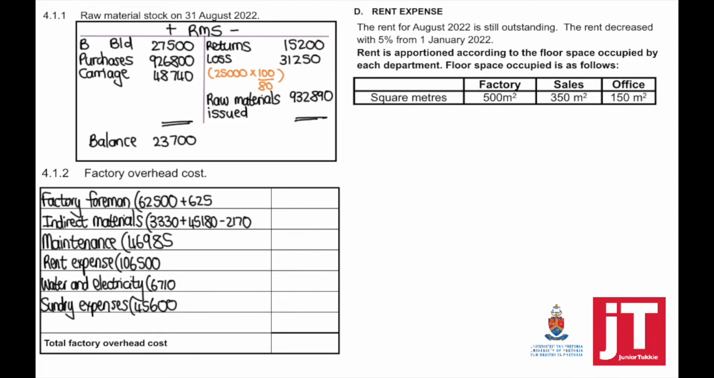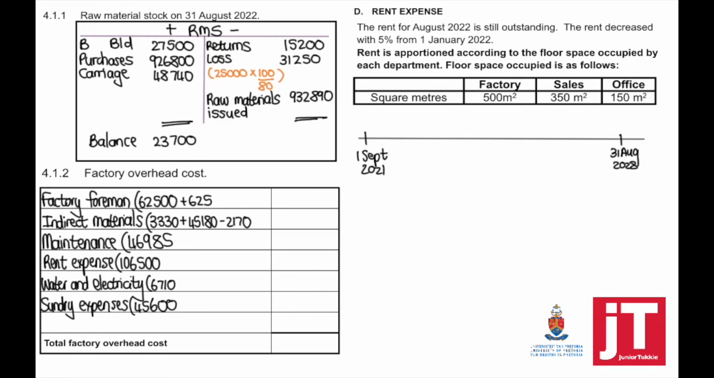So step number 1, first do the adjustment. So 1 month is still outstanding. 1 month should be added. But now we can't take the rent expense 106,500 and divide it by 11 to get the monthly. Why? Because the rent decreased with 5% from the 1st of January.